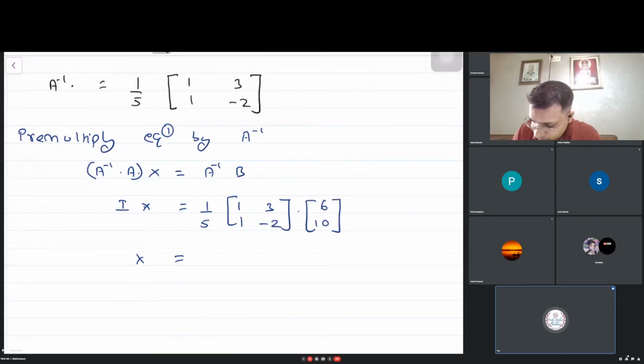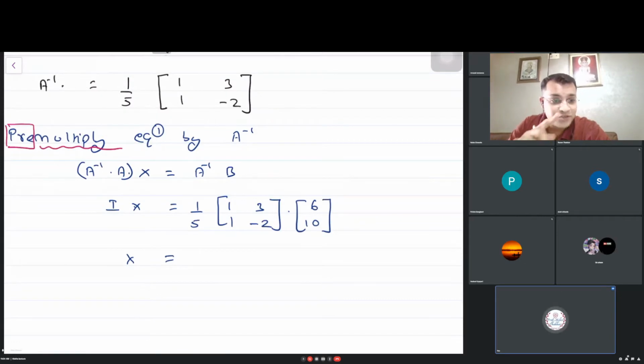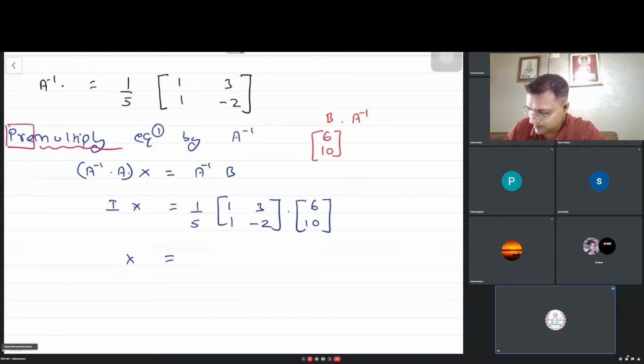Why are we writing this word pre? I can just say multiply equation 1 as we always do. In general, we never say pre-multiply or post-multiply. We just say multiply. Why am I saying specifically pre-multiply? So see now. Suppose I don't do pre-multiply and I write the A inverse after B, then there is a very big problem. See what the problem is. Your matrix B into A inverse will look something like this. 6 and 10, 1, 3, 1 and minus 2.